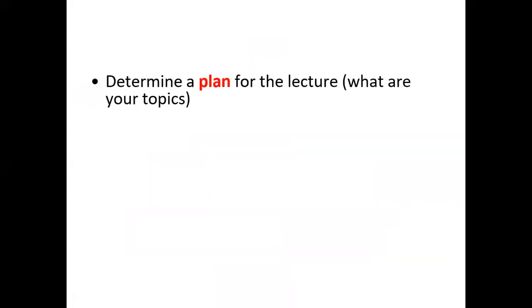Similarly, then we will make a plan for the lecture, and as we discussed earlier, we will have a separate session on how to plan the lecture.